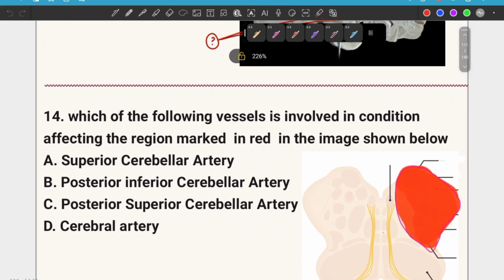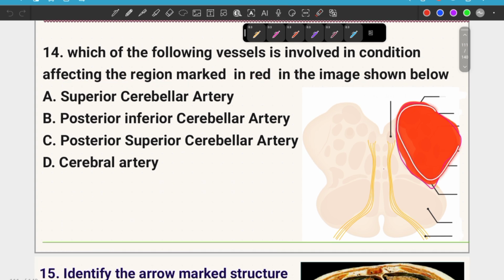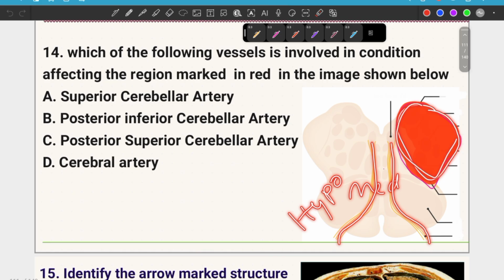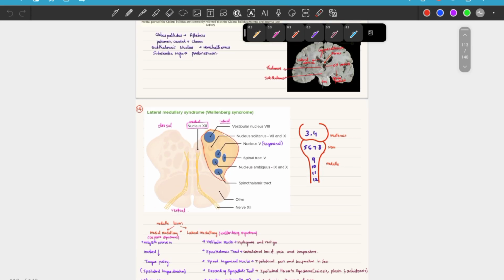Coming to the 14th one, which of the following vessels is involved in the condition affecting the region marked in red? This is the medulla, and this one single nerve going in the center is the hypoglossal nerve, that is the 12th nerve, whereas this one is the lateral side and lateral medullary syndrome. Okay, lateral medullary syndrome, which artery? That is the posterior inferior cerebral artery. Okay, PICA. Okay, let's see the explanation here.